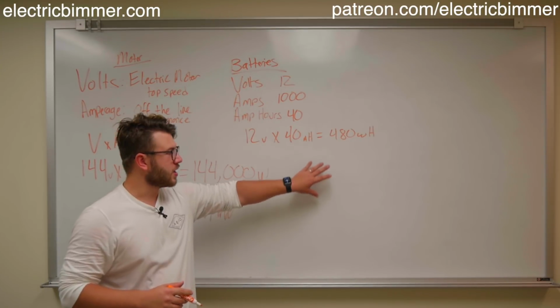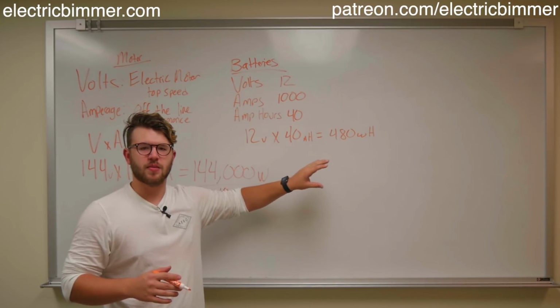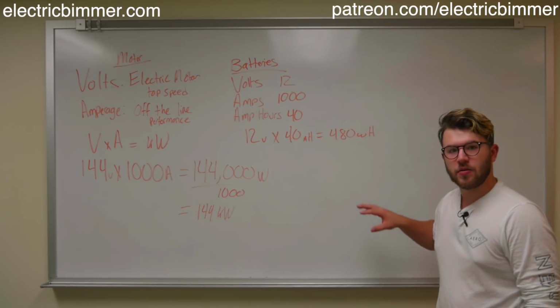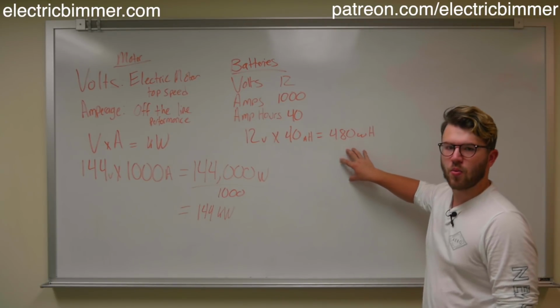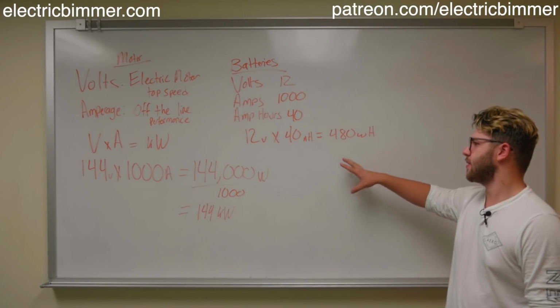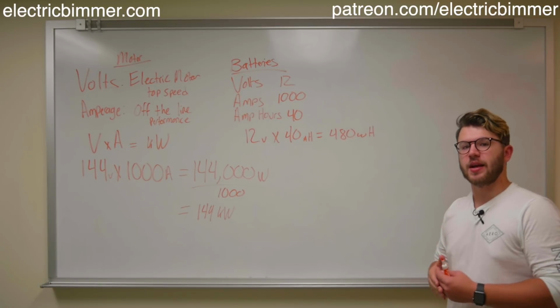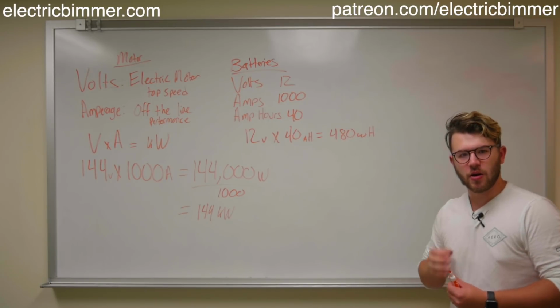So before we're actually able to do much more with this, we need to calculate another number that's going to be more important. Okay, so now we have this number of 480 watt hours. There's another number we need to calculate first before we can do anything significant with this. What we're going to calculate is how many watt hours it takes to go a mile in your car.